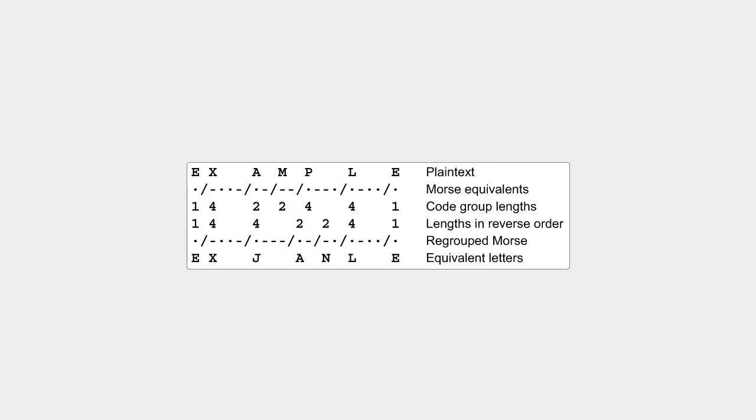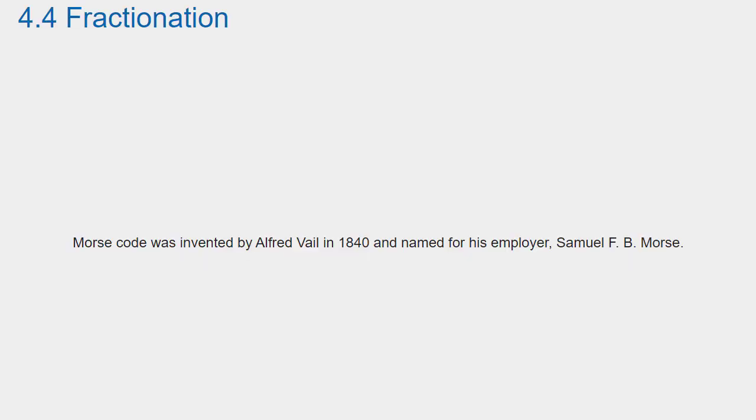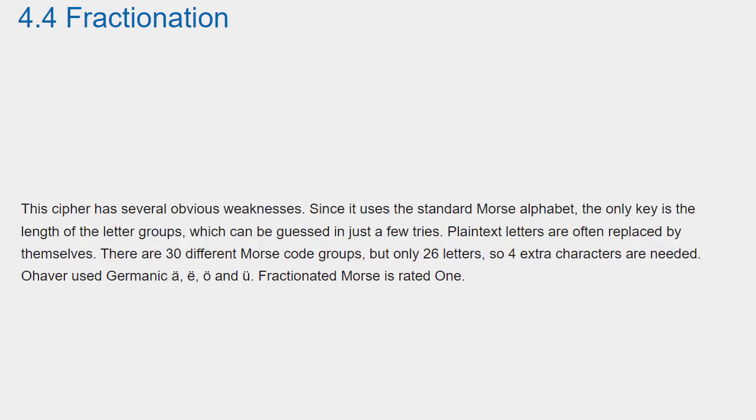In fractionated Morse, the letters are taken in groups of a fixed size, say 7, and replaced by their Morse code equivalents using / as a letter separator. Then the lengths of the code groups are reversed, and the resized groups are turned back into letters. Morse code was invented by Alfred Vail in 1840 and named for his employer, Samuel F. B. Morse. This cipher has several obvious weaknesses.